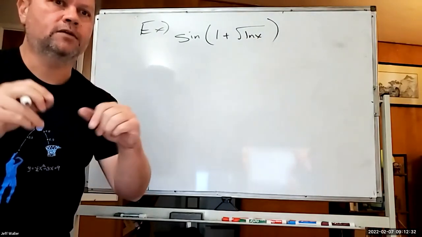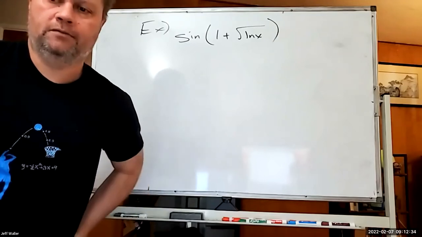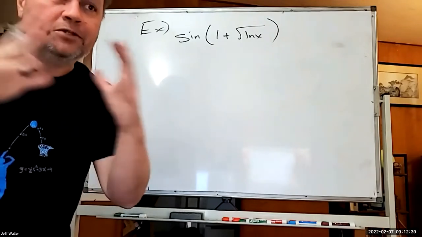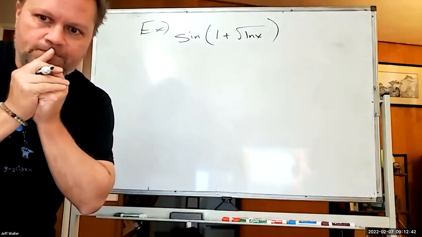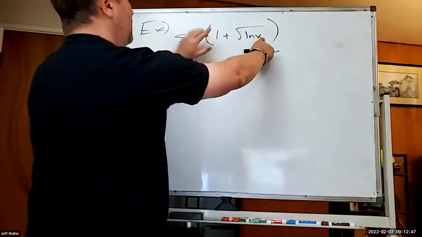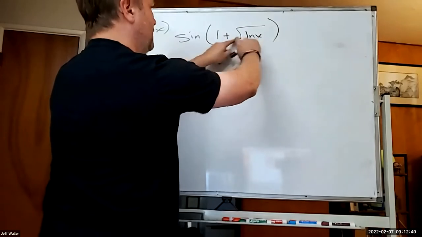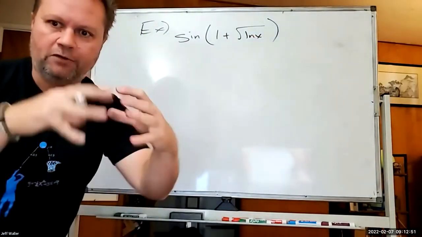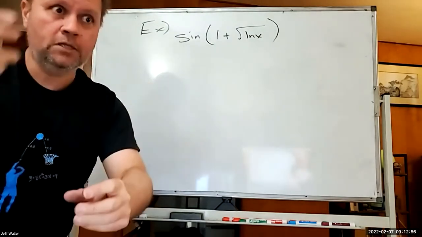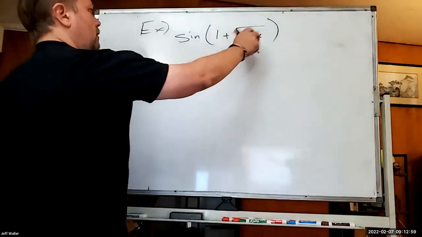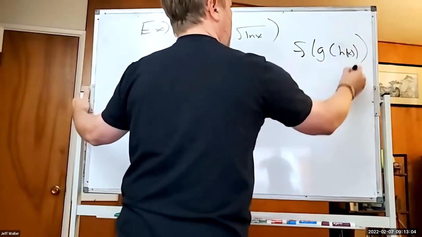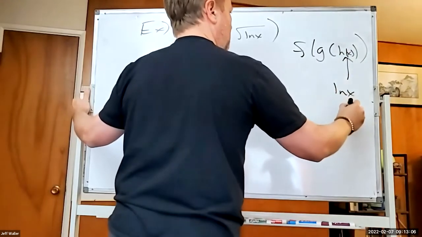Let me ask you this question. What is the innermost function? Can somebody just tell me what's the innermost function? What's the function most on the inside? Natural log of x? Yes, right? Because isn't 1 plus the square root of ln x inside the sine, but isn't this inside of this? It's like Russian nesting dolls. Do you guys know Russian nesting dolls? So I'm trying to figure out what this is. Isn't this going to be natural log of x, maybe?